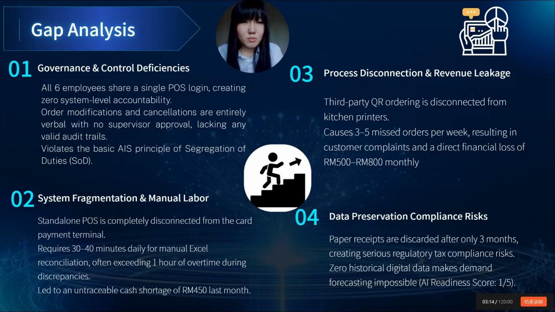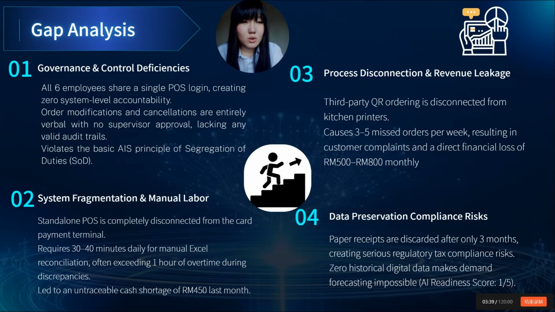Number 2 is system fragmentation. The standalone POS is disconnected from the card payment terminal. This requires 30 to 40 minutes of manual Excel data entry, and caused an untraceable cash shortage of 4,415 ringgit last month. Number 3 is process disconnection.